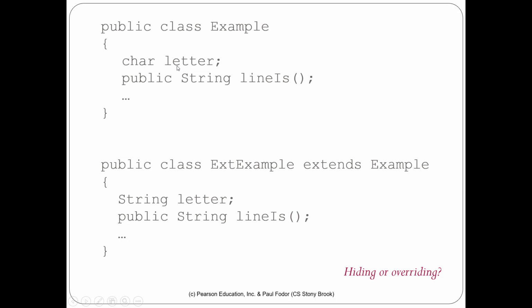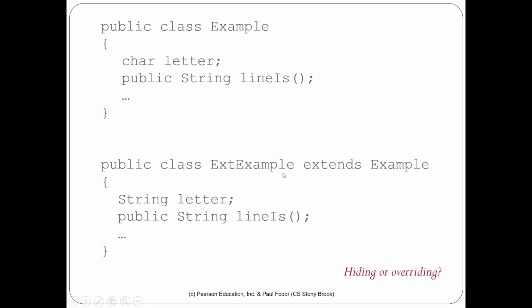You have character letter and the public string line is. You have string letter and then the public string line is. So we'll look at these two later. Let's figure out what is happening at the level of the data member.